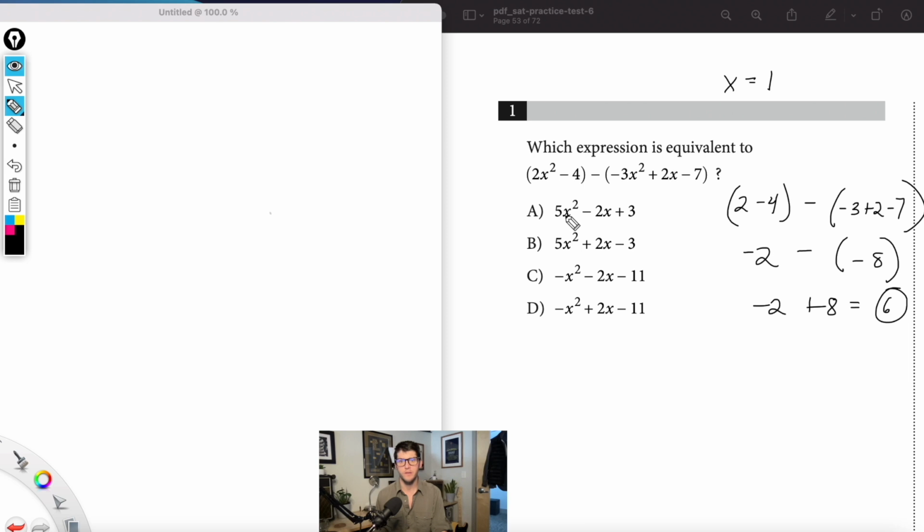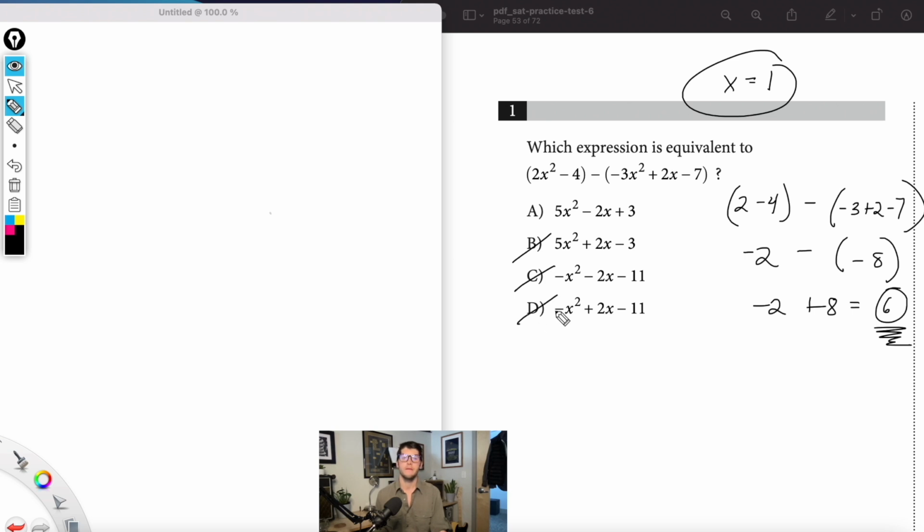A says 5 minus 2, which is 3, plus 3. That works. Cross off answers that don't work. 5 plus 2, again, this is all when x is 1. I'm just putting that 1 in and seeing if I can get this value of 6. Well, this would be 5 plus 2 minus 3, that's 7 minus 3, that's not going to work. Neither would C work. You're going to have negative 1, minus 11. That's definitely not getting us to positive 6. And the same thing here, D is not going to work.